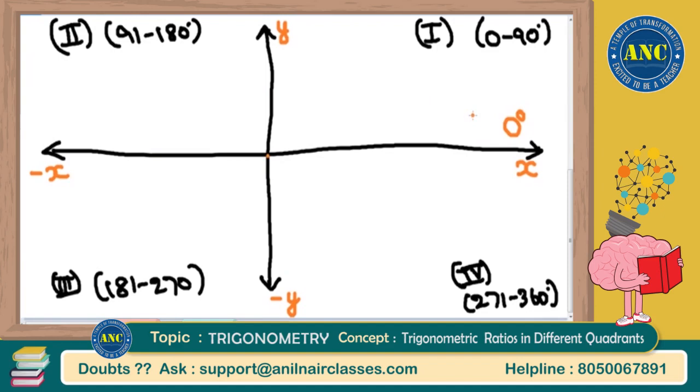Now see here, if I start traveling and want to move on to my second quadrant, suppose I call theta an acute angle, let theta be some acute angle.